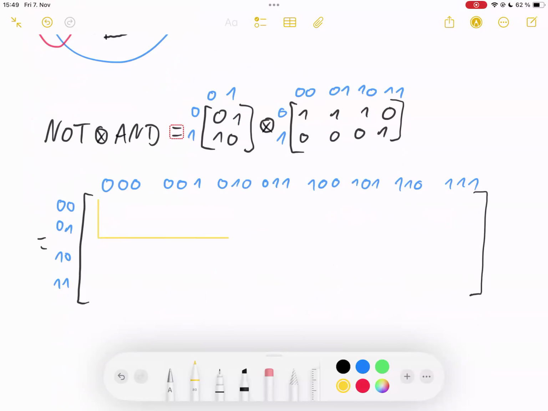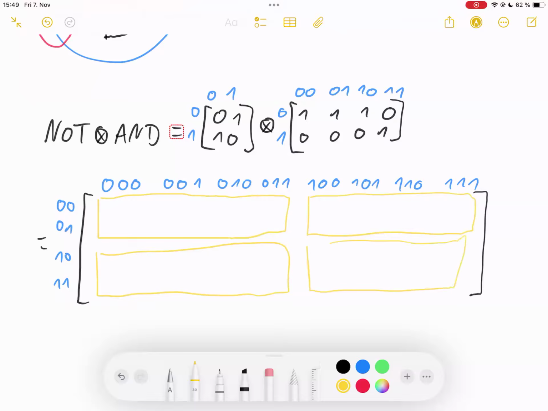So just draw in some blocks. And it turns out to be fairly easy because I have a 0 here and a 0 there, and then whatever I multiply from the right, I will have a 0. So these entries are all 0 in these blocks.